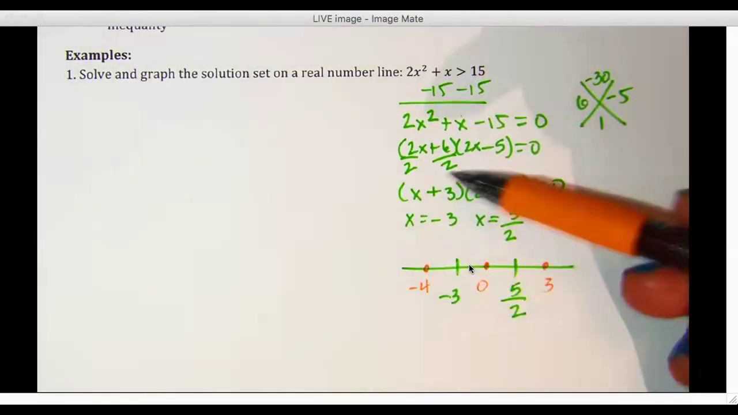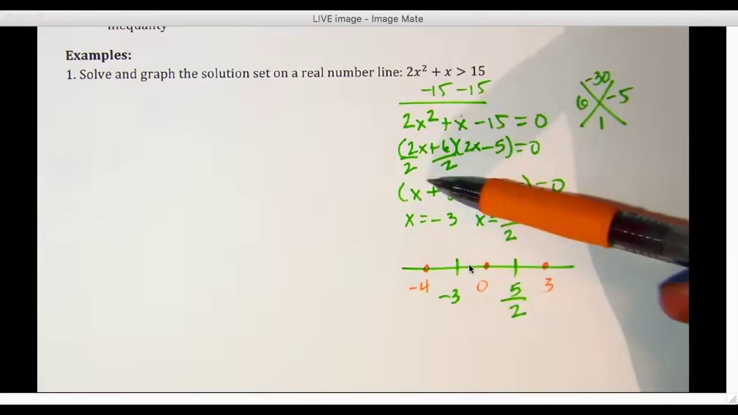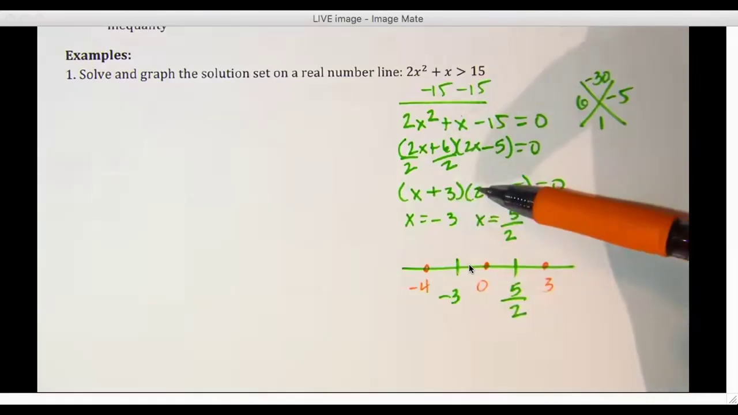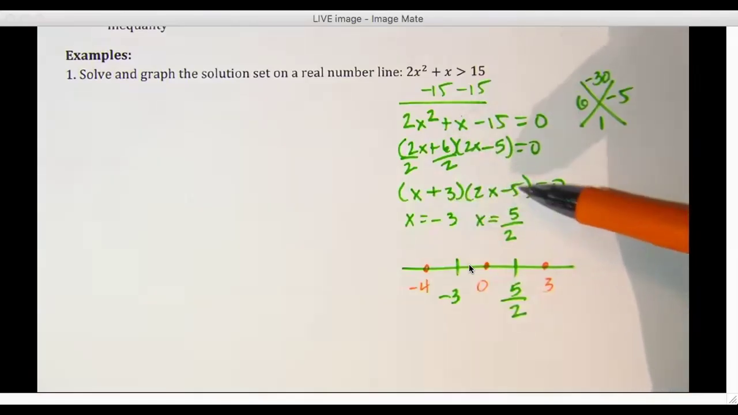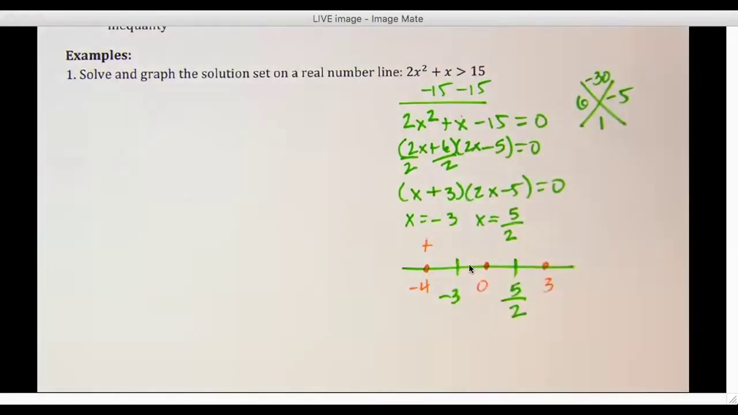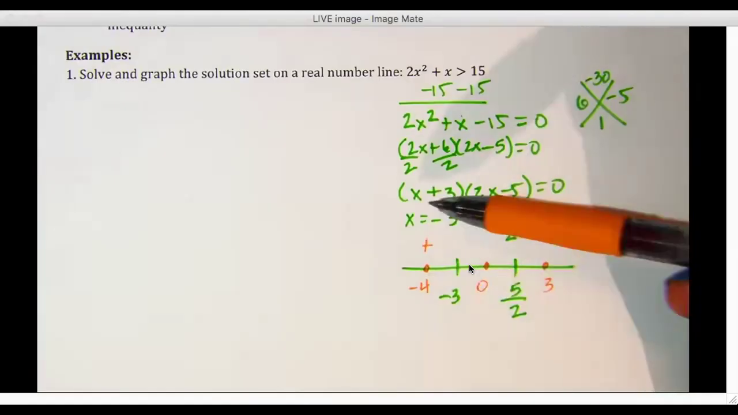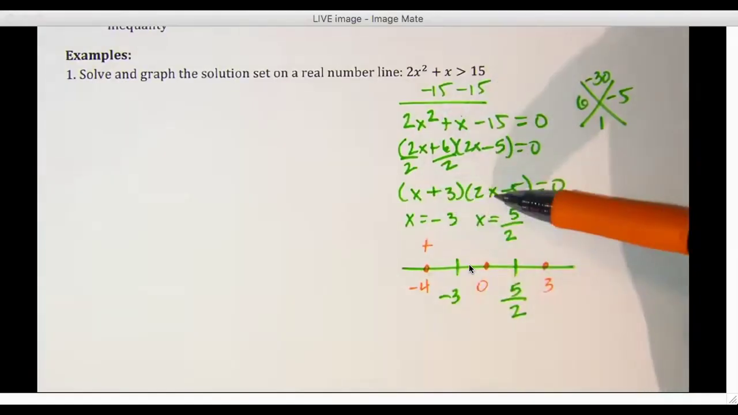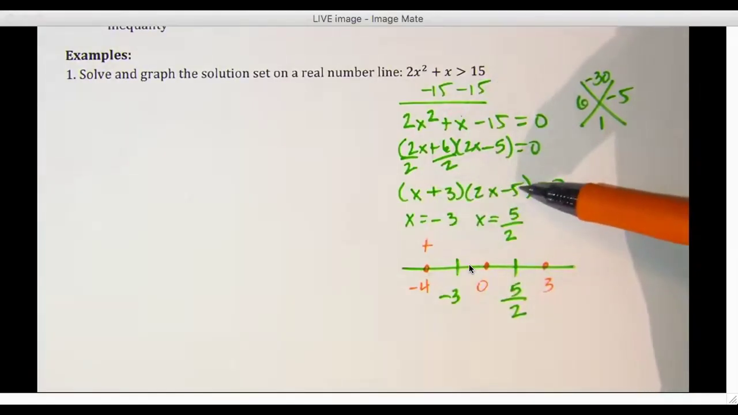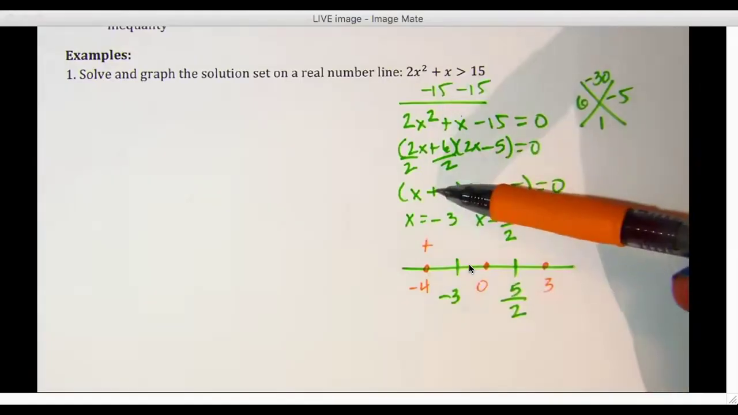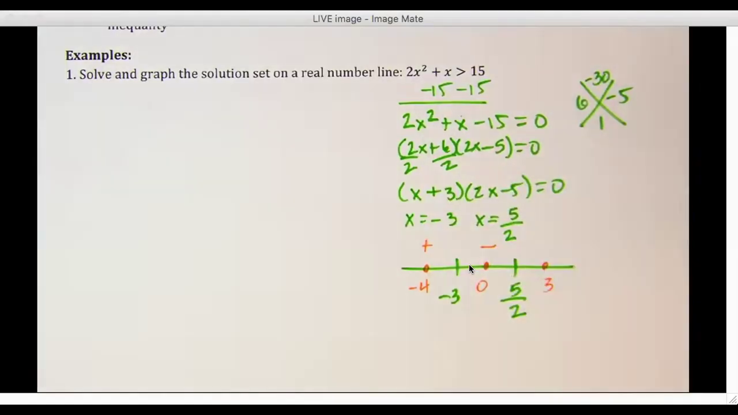Now, if I plug in negative 4, negative 4 plus 3 is a negative. Negative 4 times 2 is negative 8, minus 5 is negative. A negative times a negative is a positive. If I plug in 0, 0 plus 3, that's positive. 0 times 2 is 0, minus 5 is negative. A positive times a negative is a negative.